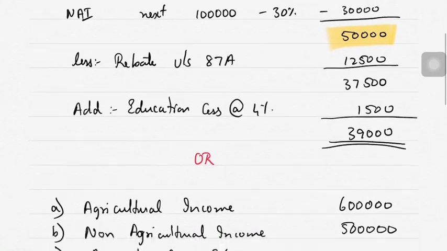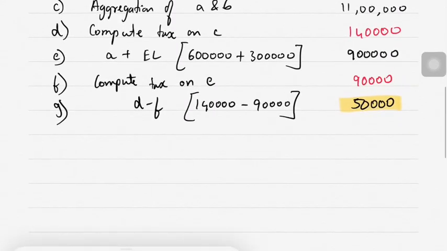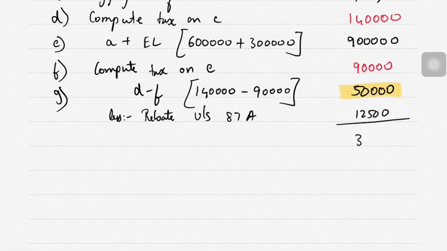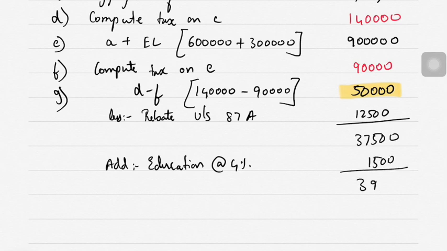Okay, now the remaining steps are same. Correct? So from this 50,000, first less, as the non-agricultural income is not exceeding 5 lakh, you subtract rebate under section 87A of 12,500, which will give you 37,500. Add education cess at the rate 4%, which comes to 1,500, which will make it 39,000. Correct? This is how you solve this kind of sums.